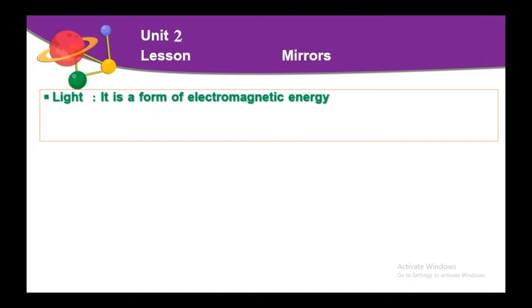First, we will talk about one of the waves that's called light. What is the meaning of light? It is a form of electromagnetic waves or electromagnetic energy that can be seen. I can see part of the light that is called visible light. Okay. Why is light electromagnetic waves or electromagnetic energy?